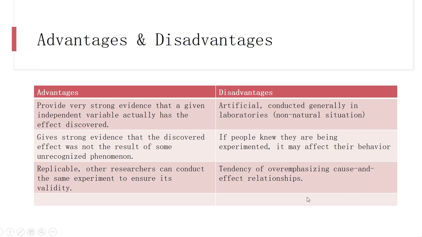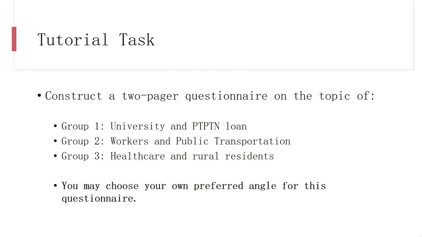Here, if they know that they're being experimented on, people will be more conscious. They don't want to be affected. They may try to hold themselves together so that they don't give in easily to whatever can be considered as affecting their behavior. Overemphasizing the cause and effect relationship: you always say this is the specific cause which causes the effect, denying the other factors that may be involved as well.